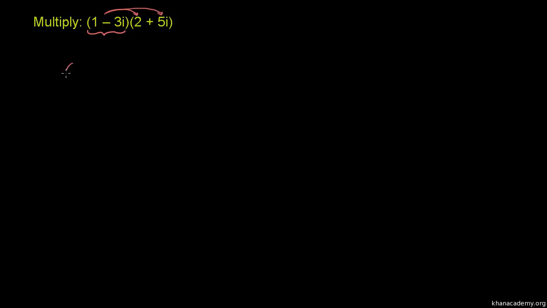So this can be rewritten as 1 minus 3i times 2, plus 1 minus 3i times 5i. All I did is the distributive property here. If I have a times b plus c, this is the same thing as ab plus ac. I distributed the 1 minus 3i on the 2 and the 5i. And then I can do it again.